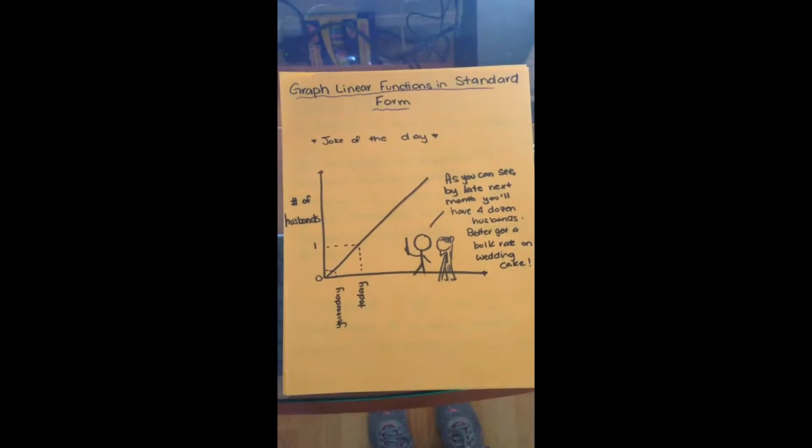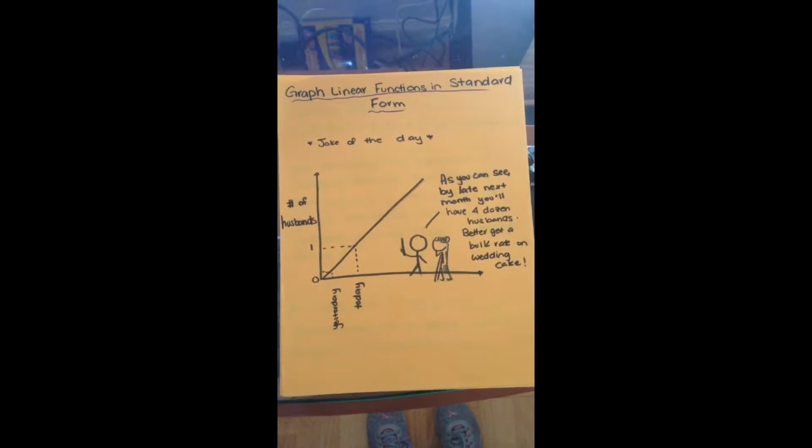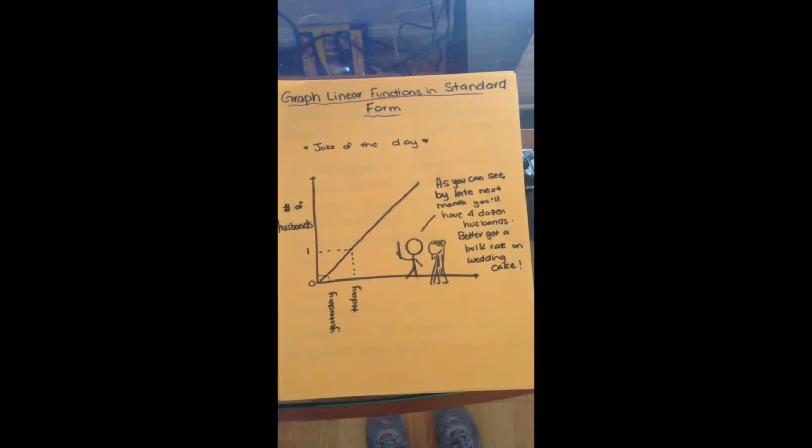Joke of the day. As you can see, by late next month, you'll have 4 dozen husbands. Better get a book grade on wedding cake.